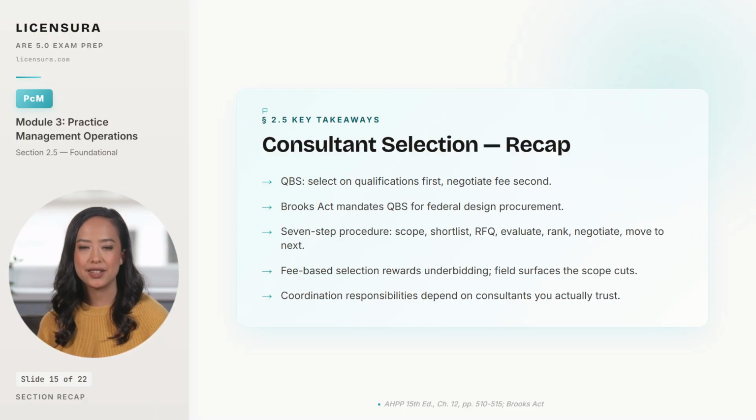And fifth, the architect's coordination responsibilities, which is the next section, can only be performed effectively when the consultants are actually competent. Selecting them well is the foundation everything else rests on.